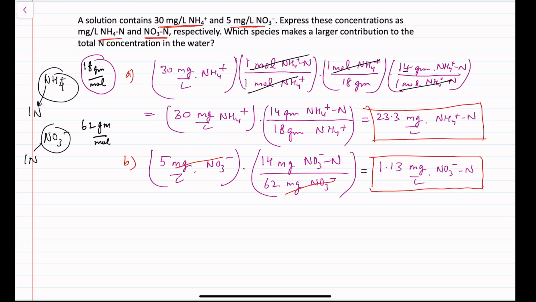So now the question also asks us which species makes a larger contribution to the total N. Well, if we compare the two, of course, it's very clear that ammonium makes a larger contribution.